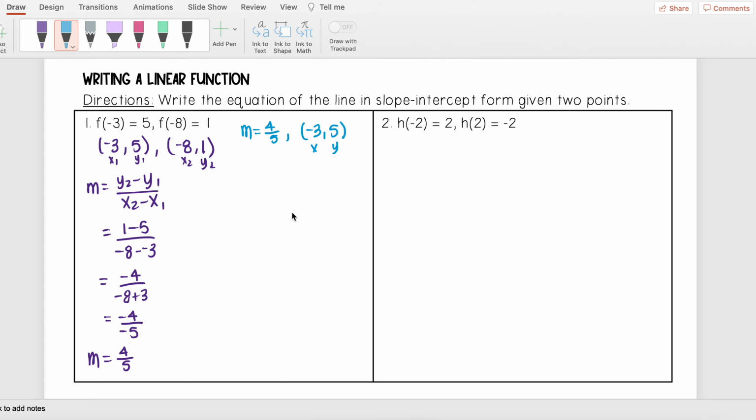So this one ends up being a little bit tricky. Notice that my slope ends up being a fraction. And so this one, you are going to end up with some fractions at the end. So when I plug all of my information in, I have 5 is equal to my m, which is 4/5, times x, which is -3, plus b. And multiply that out, I have -12/5 plus b. And then I'm going to add 12/5 to both sides.